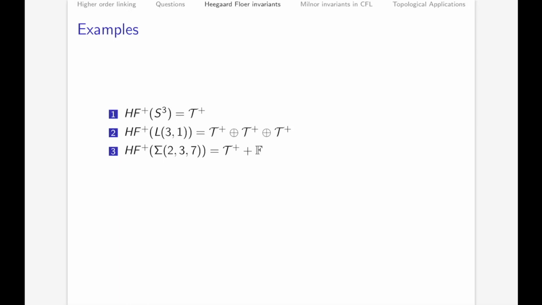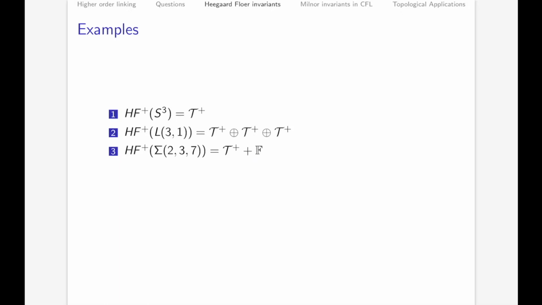And then let's take a look at one more example, the Brieskorn sphere, sigma(2,3,7). So this has a single tower, and if it weren't for the torsion summand, we wouldn't really be able to tell it apart from S3. But there's a torsion piece, which we're writing as F.